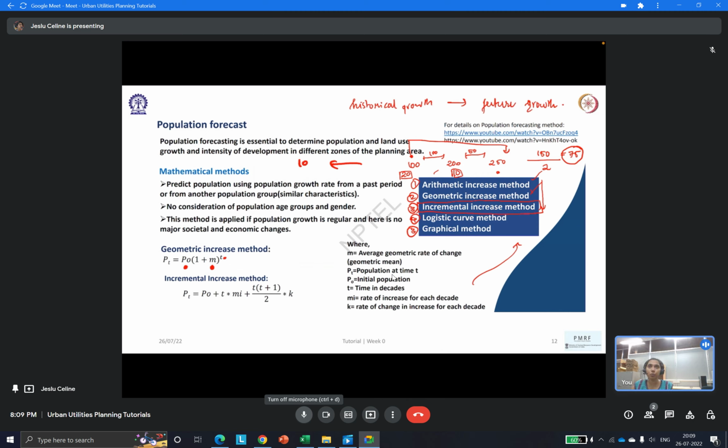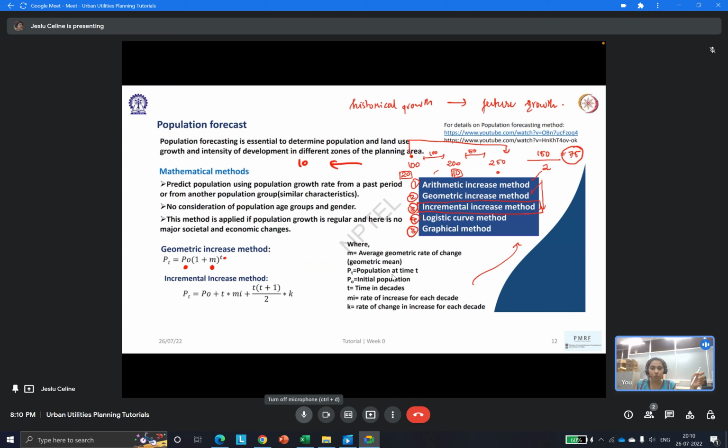So the unit we are using here is decade for the number of years, because we're not interested to know within 1 year or within 2 years how much the population is growing, but we're interested to know over a large period of time how much people are growing, because whatever we're planning for will be planned for a long duration. So that is about the geometric increase method.